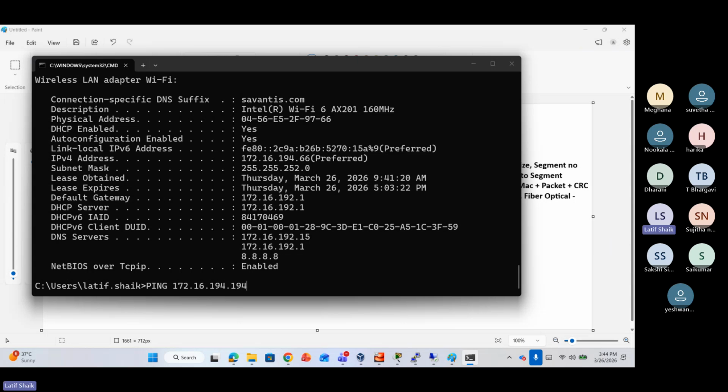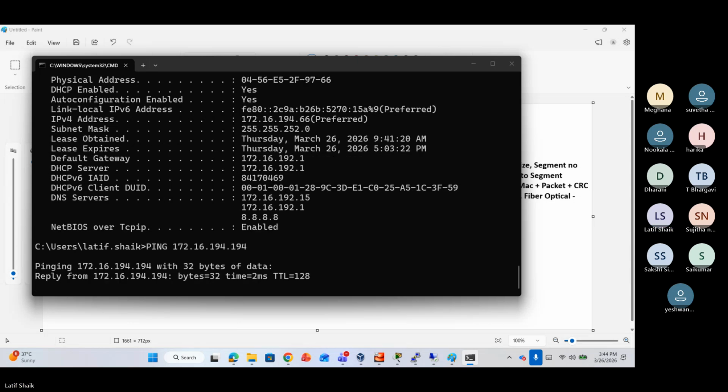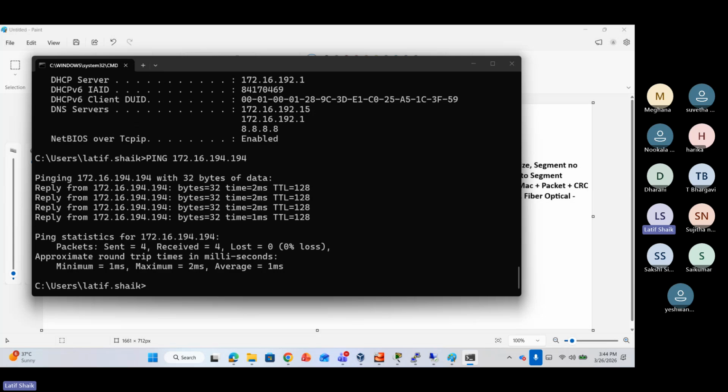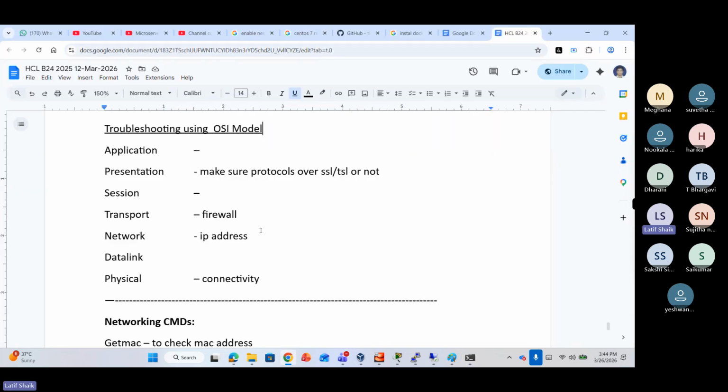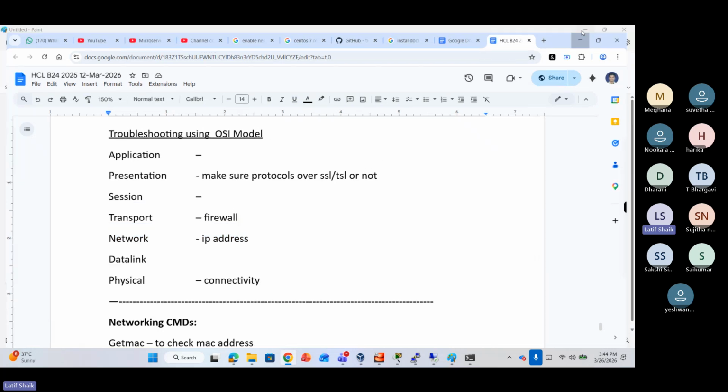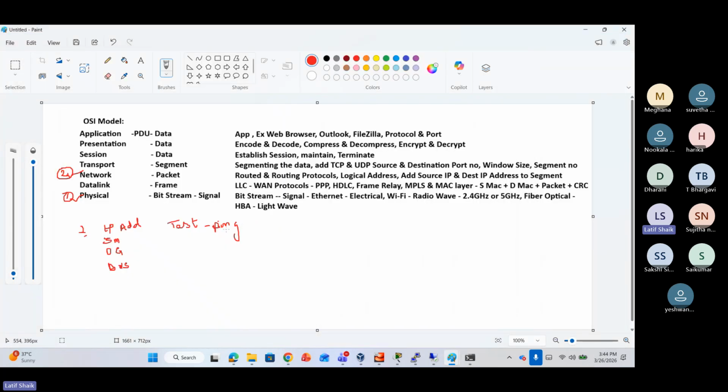172.16.194.194. See, both are 172.16, so as per the class B rule, both are in the same network. Now I'm getting a reply from the destination IP. I got a reply from the destination IP, which means communication from my system to the destination is there. It represents both are connected and both are able to communicate with each other. So that is network-related, the OSI model network point.